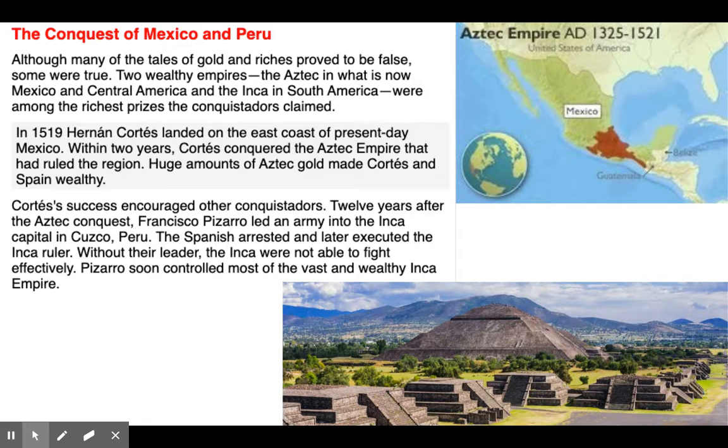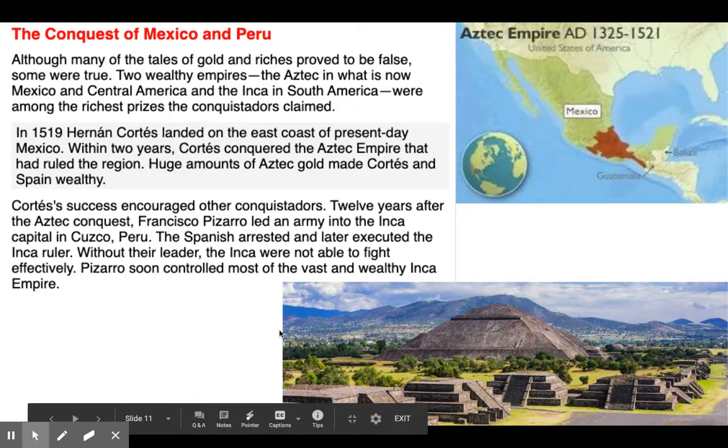12 years after the Aztec conquest, Francisco Pizarro led an army into the Inca capital of Cuzco, Peru. The Spanish arrested and later executed the Inca ruler. Without their leader, the Inca were not able to fight effectively. Pizarro soon controlled most of the vast and wealthy Inca Empire.